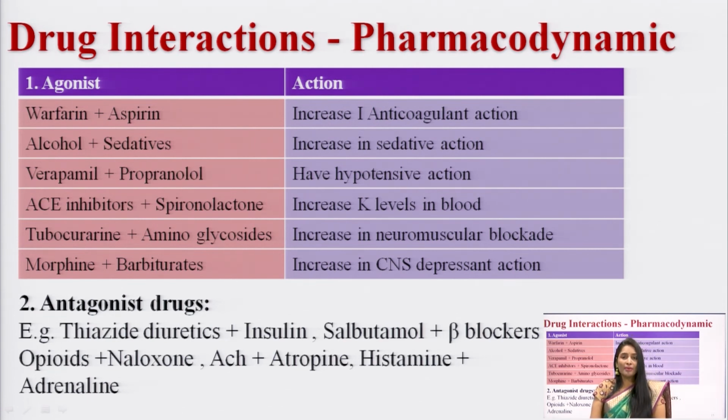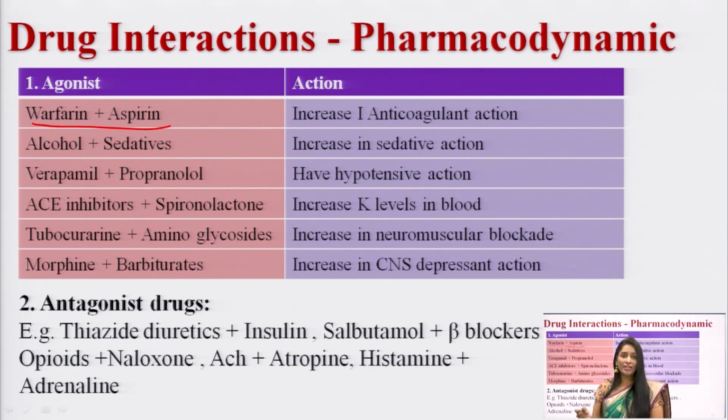In pharmacodynamic interactions, adverse drug reactions have been categorized into agonist, antagonist, receptor site and electrolyte balance. These are the four things we will discuss in pharmacodynamic drug interaction. First we will discuss the agonist drugs. So, what is an agonist drug and what is its effect in a pharmacodynamic action? Here the agonist drugs are warfarin and aspirin.